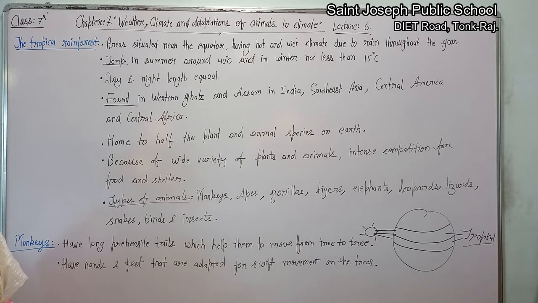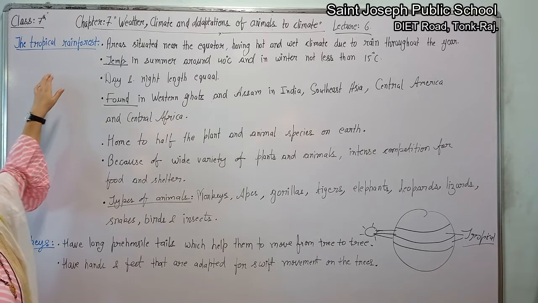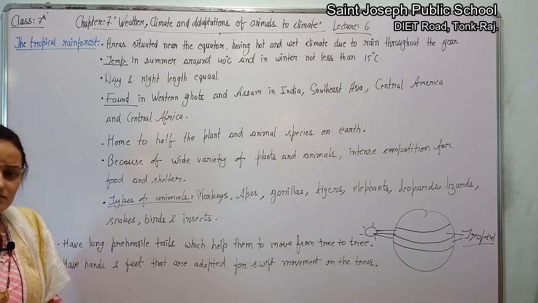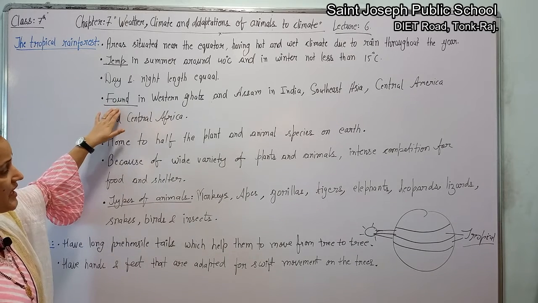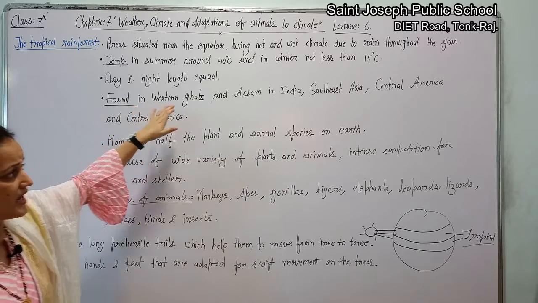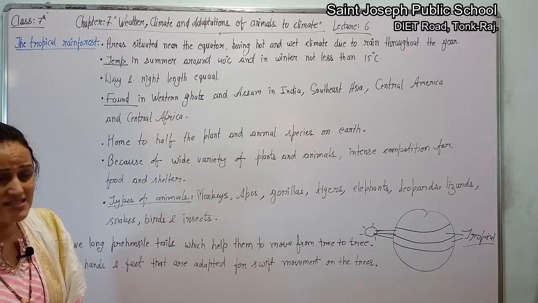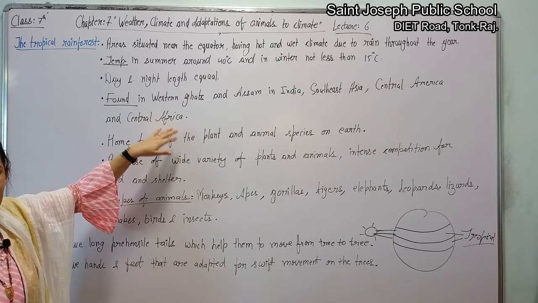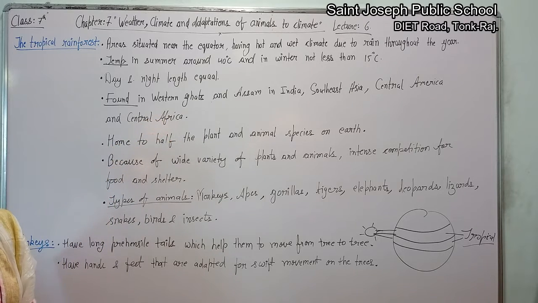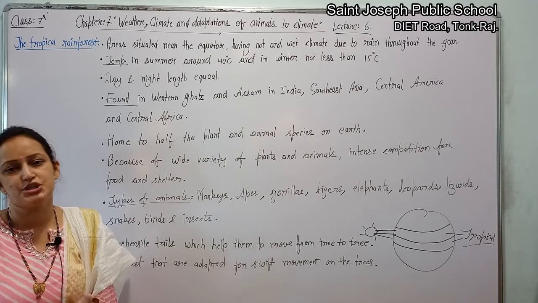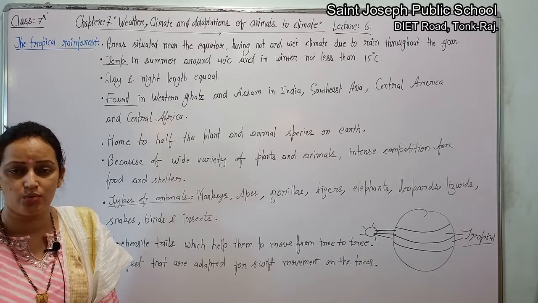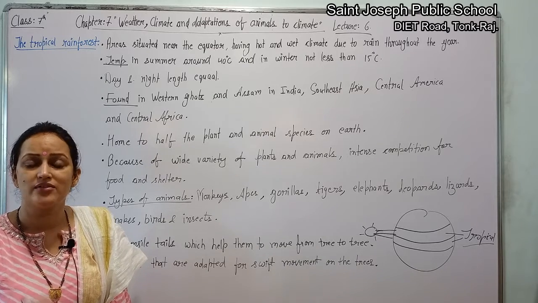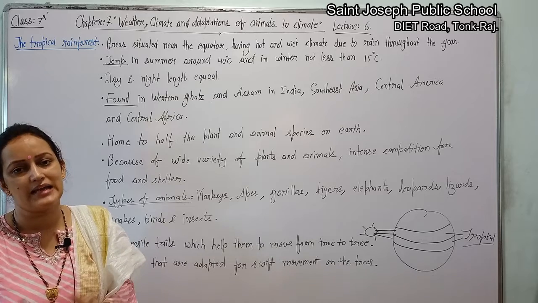If we talk about what the locations on the globe are, पूरे अर्थ में कौन से एरियाज हैं जो इस ट्रॉपिकल रेन फॉरेस्ट रीजन के अंदर आते हैं? So these are the areas found in the Western Ghats and Assam in India, then Southeast Asia, Central America and Central Africa. These are the places which are found in the tropical rainforest area. Students, the climatic conditions of this tropical rainforest zone are highly suitable for the survival of most of the plant and animal species.